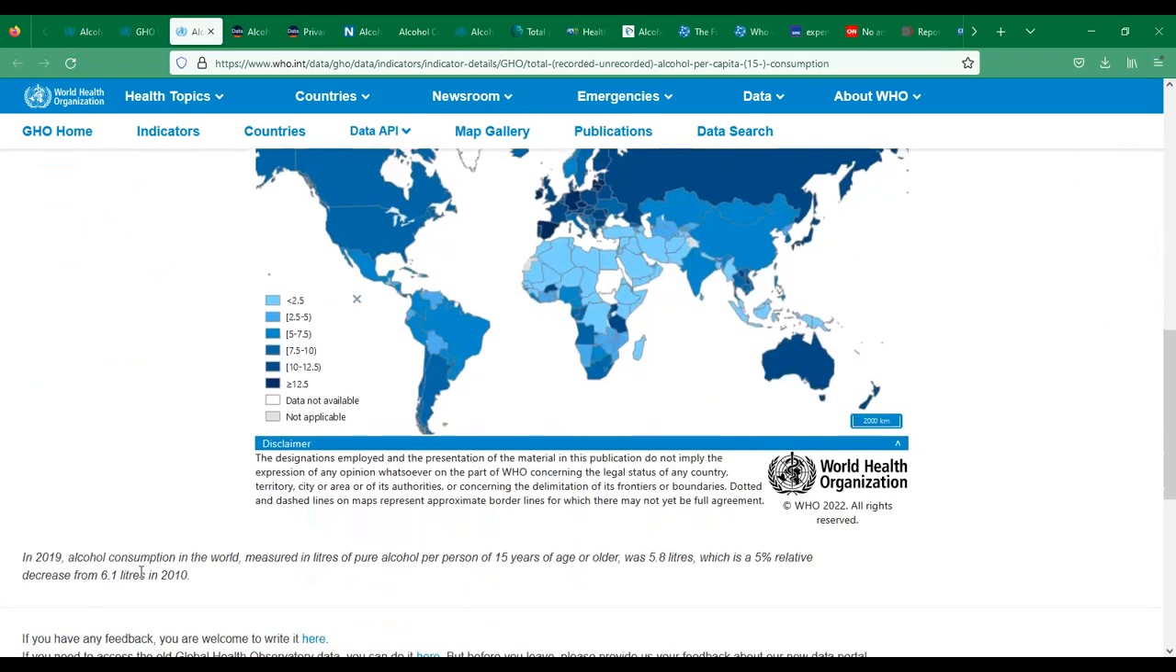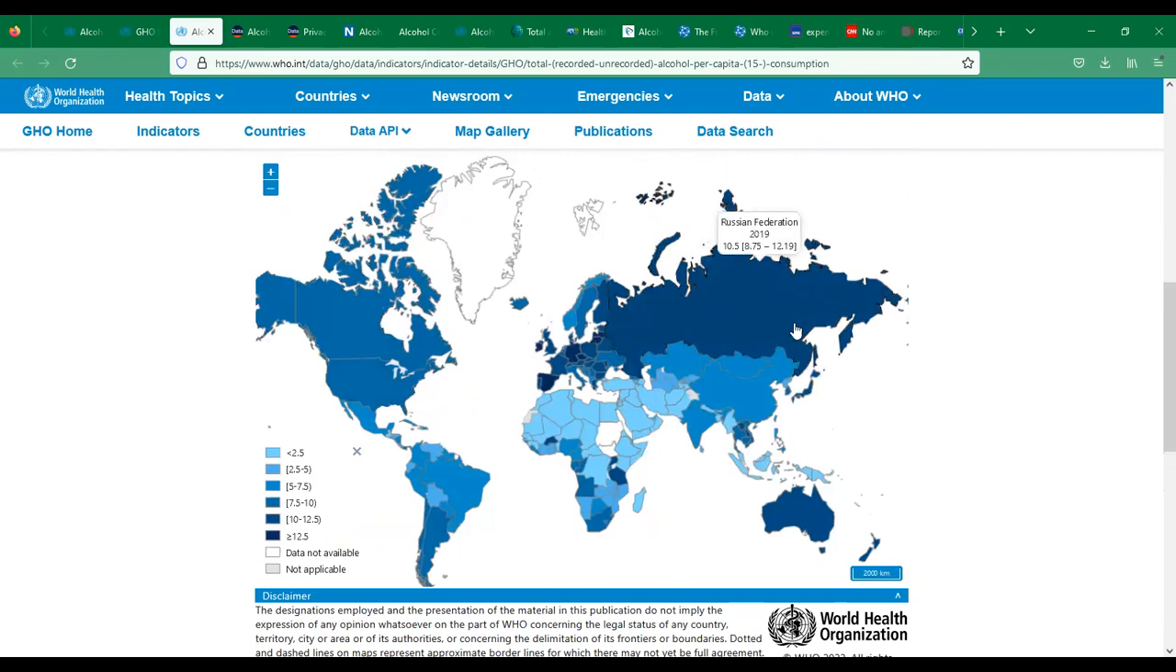So in 2019, alcohol consumption in the world, measured in liters of pure alcohol per person of 15 years of age or older, was 5.8 liters, which is a 5% relative decrease from 6.1 liters in 2010. If you look at the world consumption of alcohol, in dark blue you see greater than 12.5 liters, and then very light blue, less than 2.5 liters.